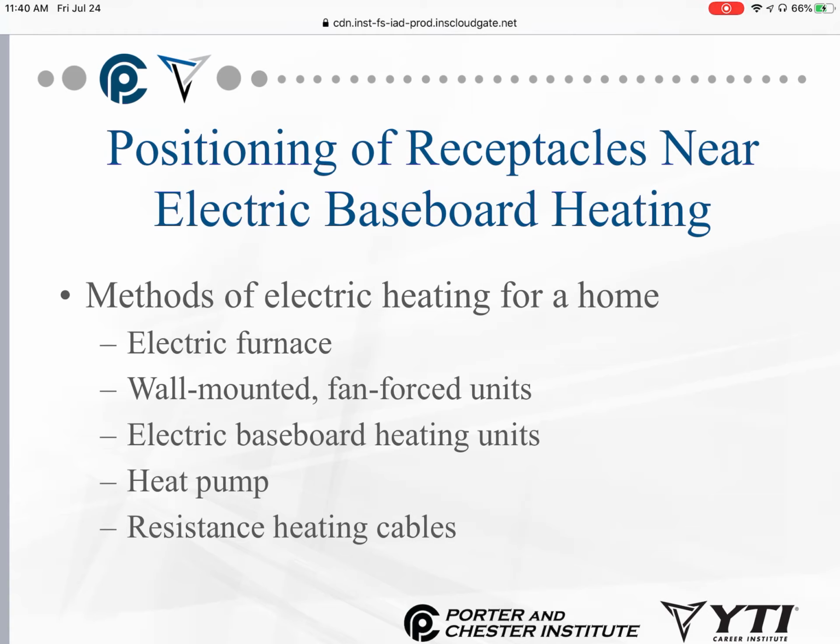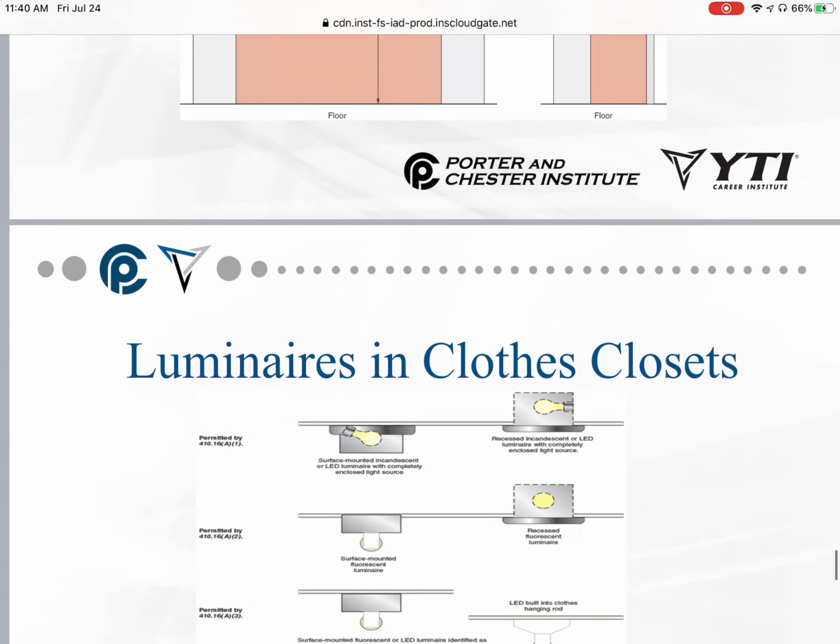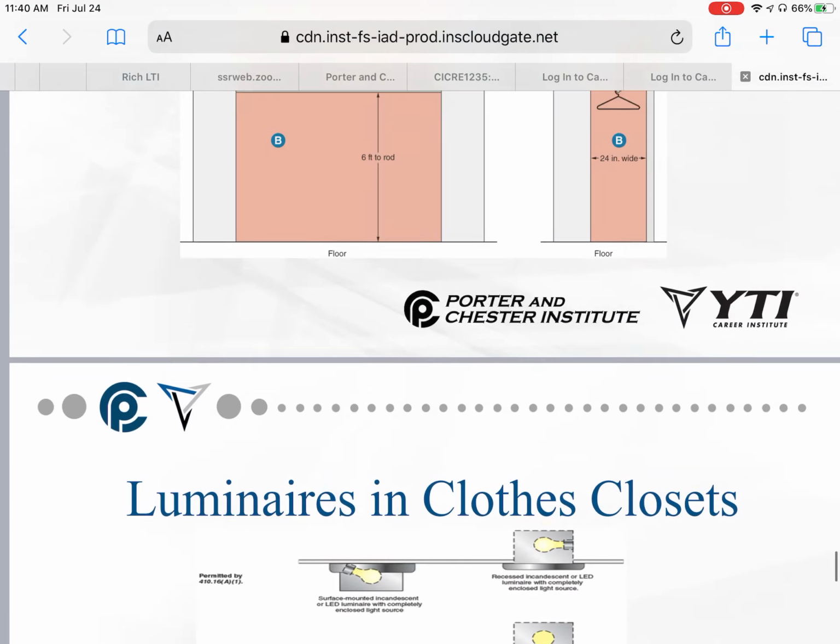Baseboard heating. So some of us may have electric furnaces, forced air, wall-mounted heaters, baseboard heat. Typically, that's going to be hardwired. Heat pumps, resistance heat cables. Some of you guys might have heated floors if you come across them. Let's see how far we are. Okay, just trying to get an idea here.